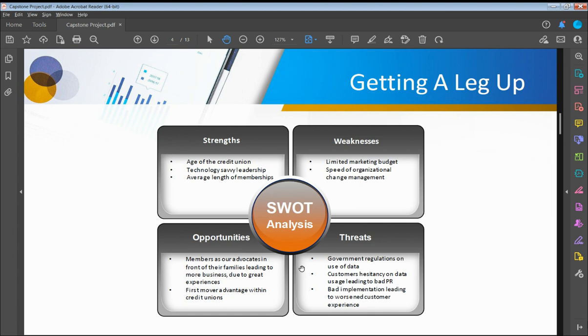So those are the weaknesses that we have to counter. Some of the opportunities that we see are that we are able to make sure our members are with us for a longer time, and if we provide them with a good customer experience, they would become our advocates in front of the families, which can lead to more business. We can also look at how we can provide more and more offers within the credit union space, which gives us a first mover advantage amongst the credit unions and helps us get more and more business in the future.